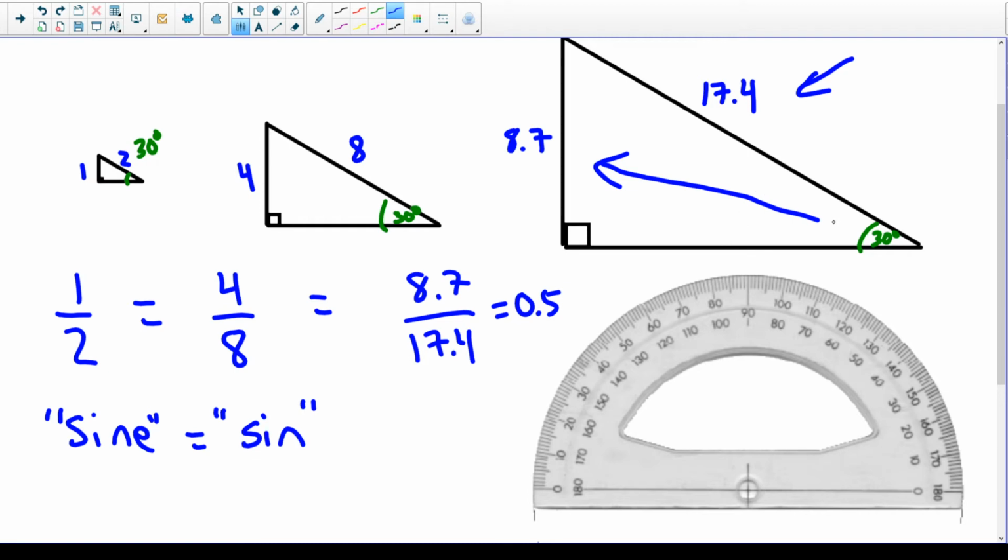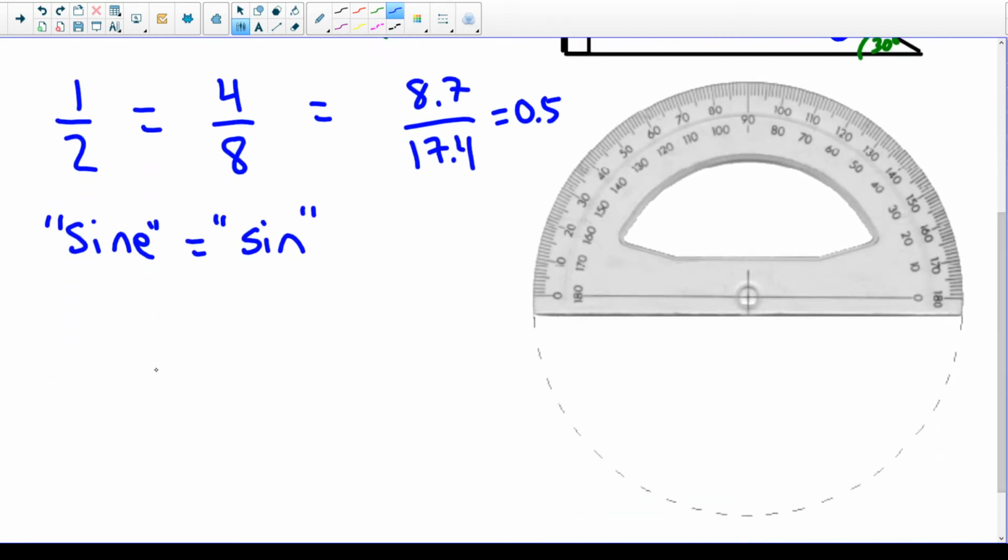And I hope you understand that we usually use the letter theta. I'm hoping this isn't the first time you see that letter. It's a Greek letter. We usually use Greek letters to represent angles. And sine theta would be equal to those two sides.